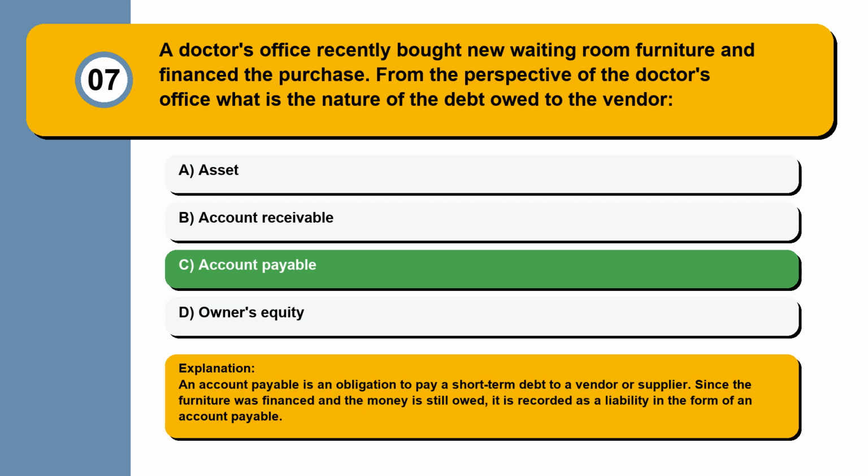Explanation. An account payable is an obligation to pay a short-term debt to a vendor or supplier. Since the furniture was financed and the money is still owed, it is recorded as a liability in the form of an account payable.